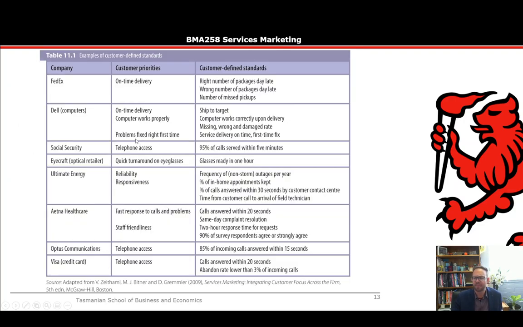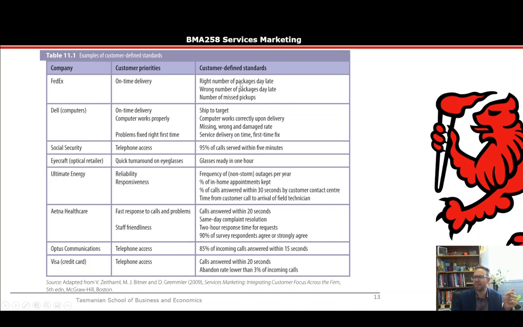Right, now we have a table here of examples of customer-defined service standards. This has been published in research. It's actually a textbook, but it's got here. The company in this example is FedEx, which is an American company that delivers parcels and stuff like that. Now the customer priorities are on time. So therefore they define the customer standards by the wrong number of packages a day late. If it goes beyond 1 day, that's counted, and then the number of missed pickups. So they'll record that, and then they've got the different things.